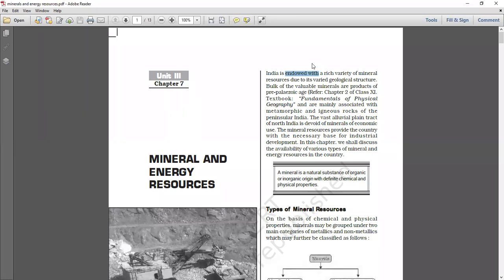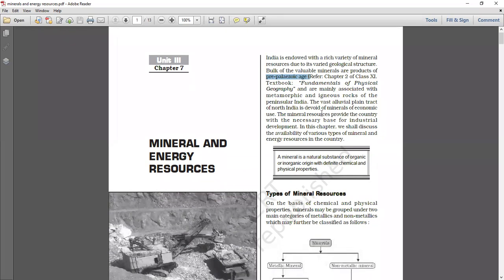हमारे जो mineral resources हैं वो कैसे हैं? Rich variety of mineral resources are there, and valuable mineral resources are the product of the pre-Paleozoic age. Pre-Paleozoic age was the age of 541 million years ago. जो age period था इससे पहले का, before 541 million years ago, that was the pre-Paleozoic age. So our valuable minerals जो हैं वो किस समय बने थे? Pre-Paleozoic age के resultant हैं.